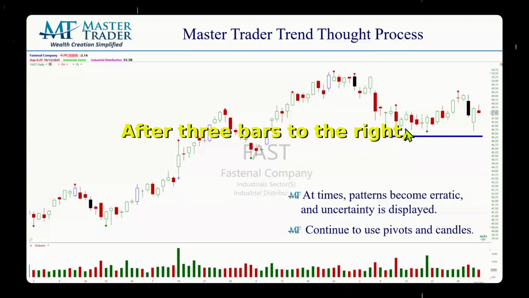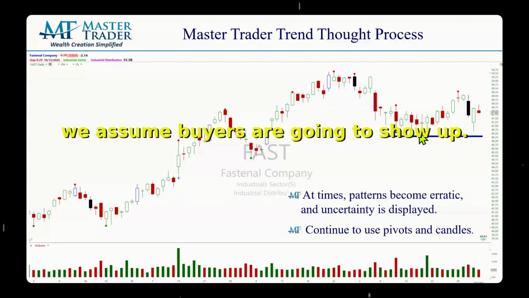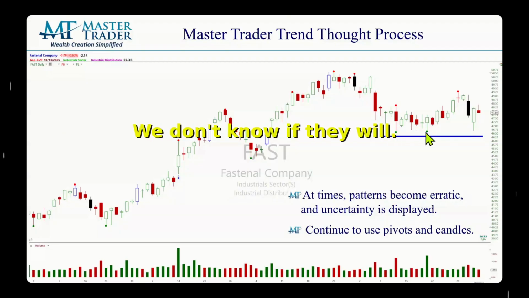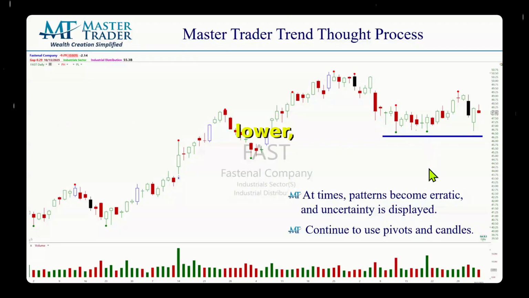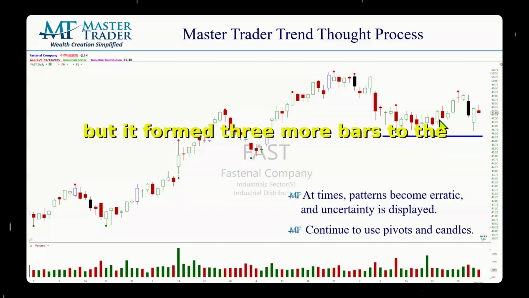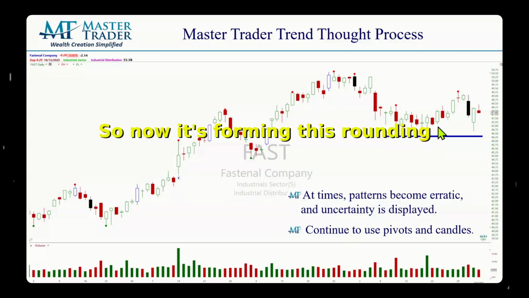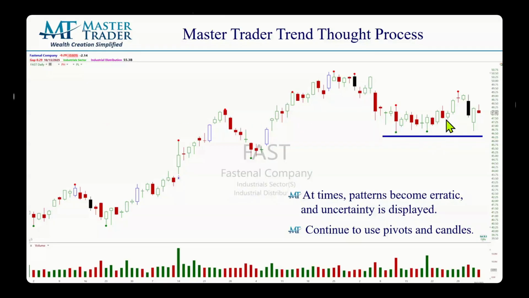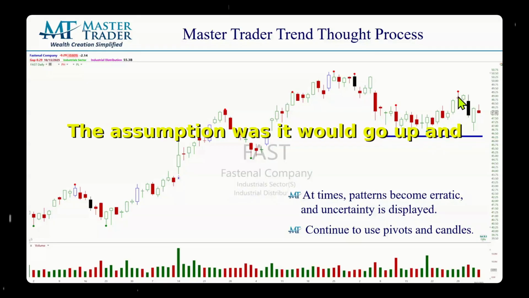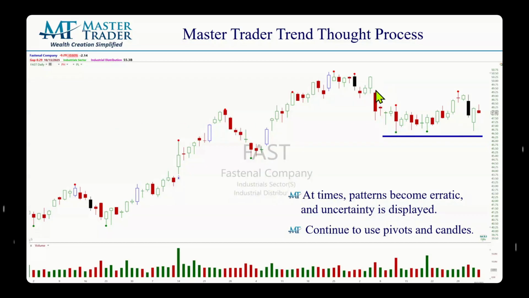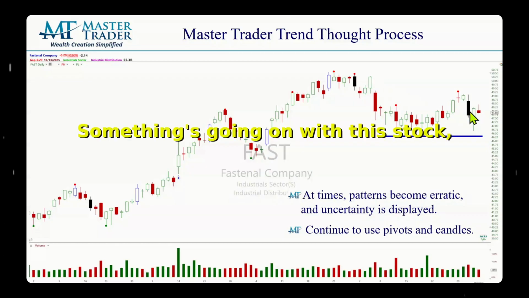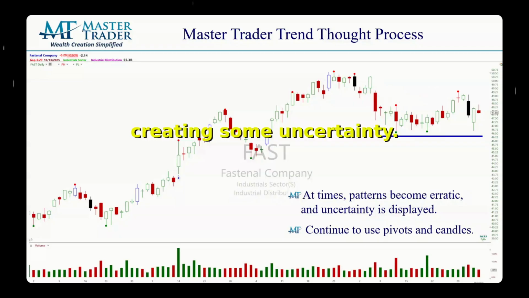Pivot low after 3 bars to the right. We assume buyers are going to show up. We don't know if they will. It could have broken down, but it formed 3 more bars to the right and another pivot, a retest and reversal. So now it's forming this rounding bottom. The assumption was it would go up and potentially take out that high. Something's going on with this stock, creating some uncertainty.